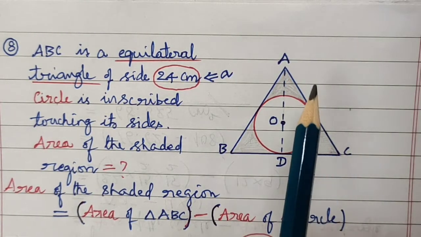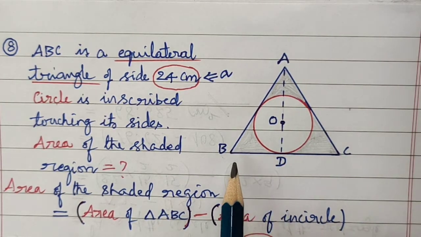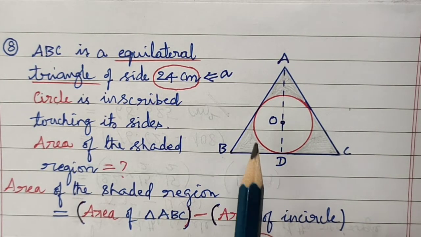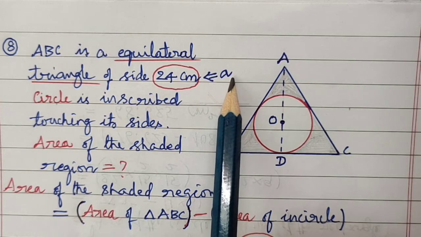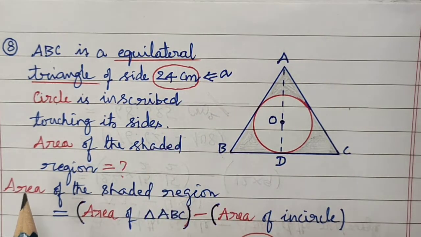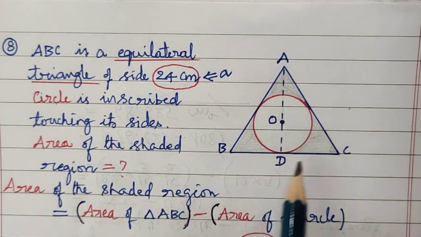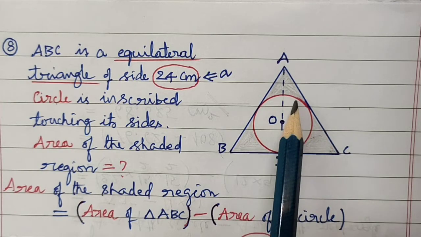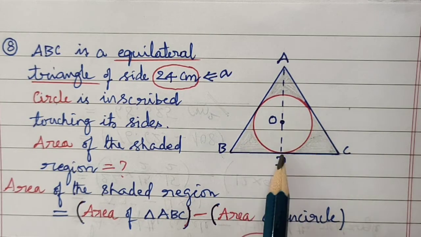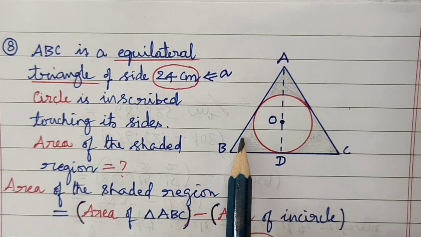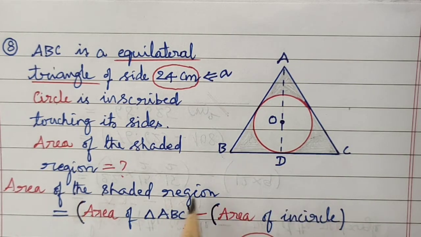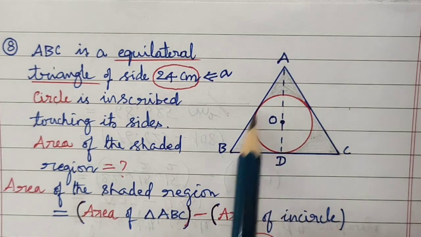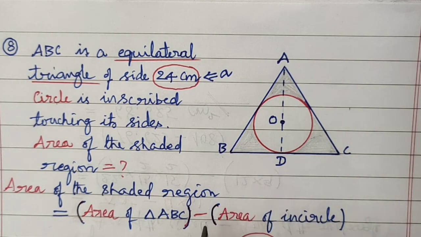ABC is an equilateral triangle of side 24 centimeters. We call the side a, that is equal to 24 centimeters. A circle is inscribed touching all the sides of the triangle. Then we have to find the area of the shaded region. The area of the shaded region is equal to the area of triangle ABC minus the area of this incircle.